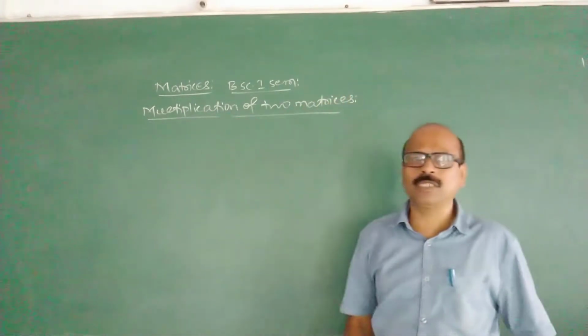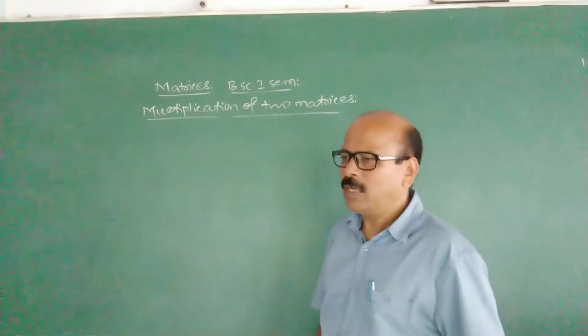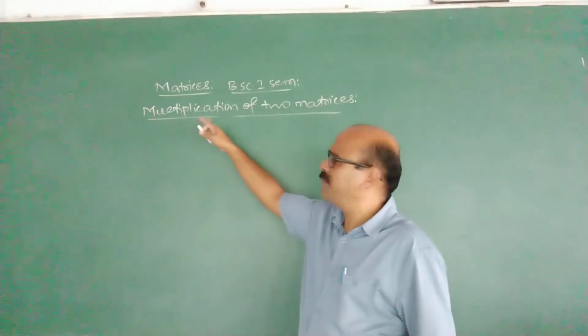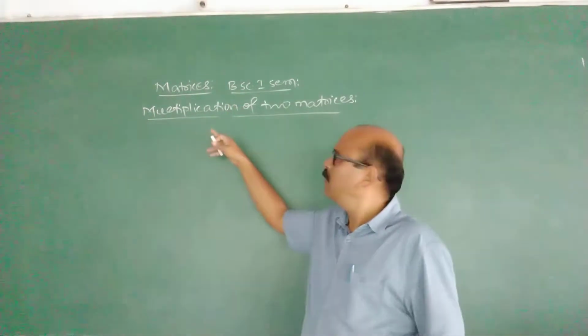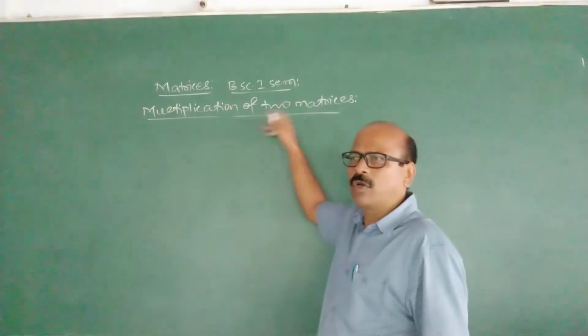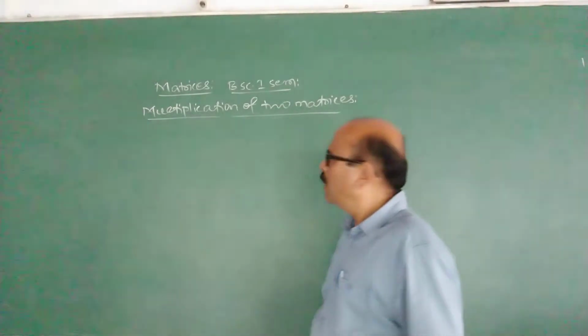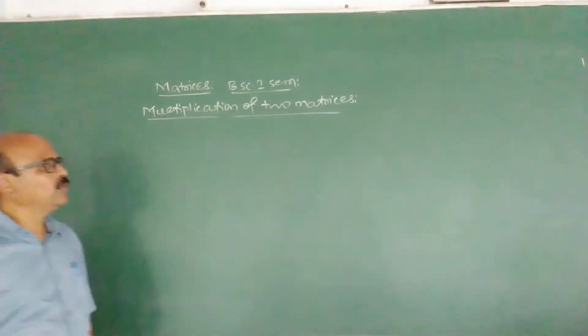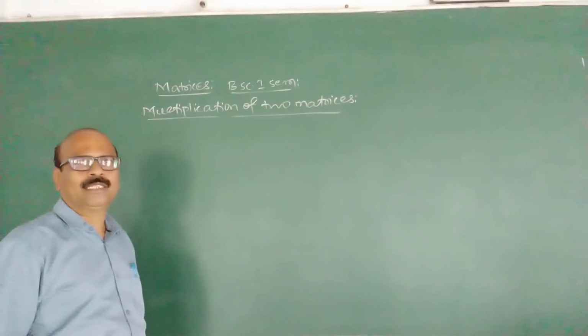This is the continuation. This is the second video on matrices. First you have to go through the first one, and there I have started with the definition of matrix. Multiplication of two matrices. Product of two matrices. In case of addition, how is addition defined? If two matrices are of the same order, then addition is defined.